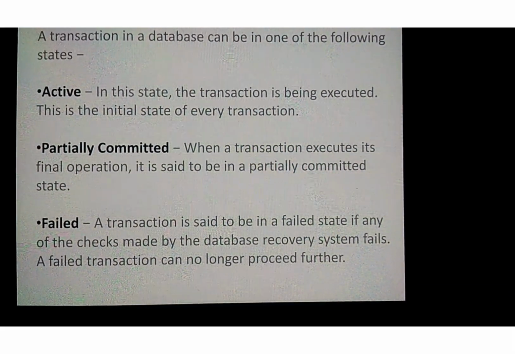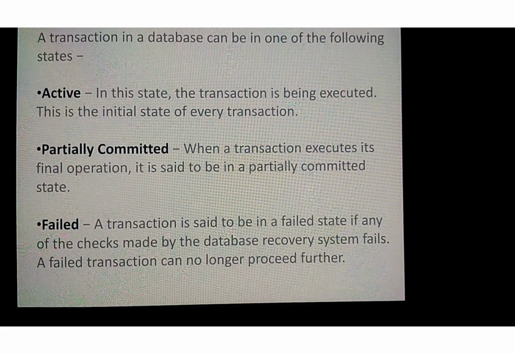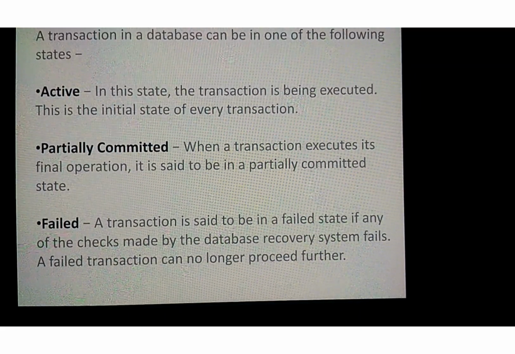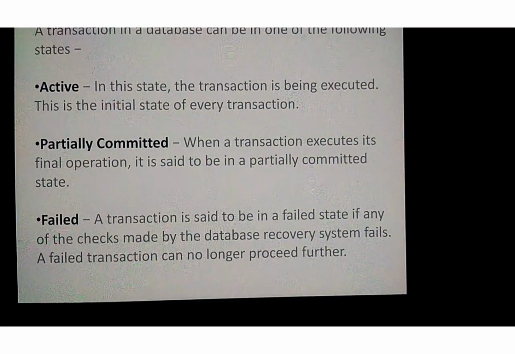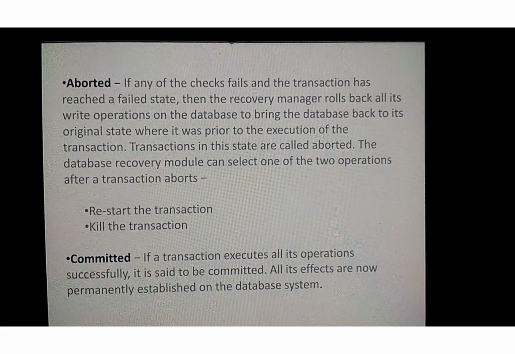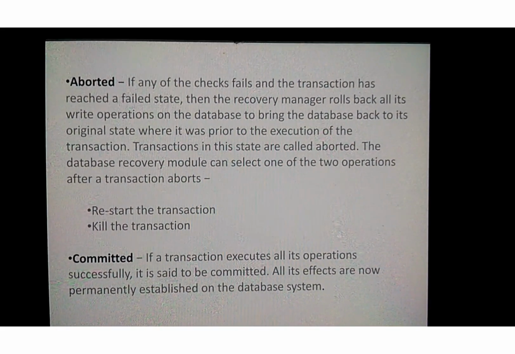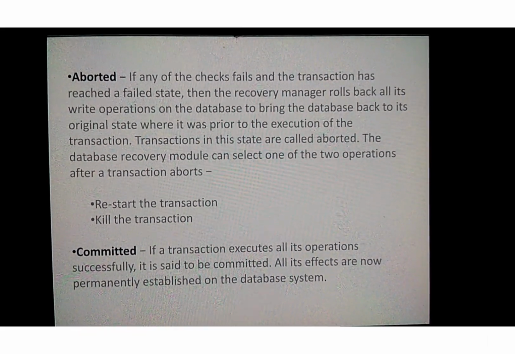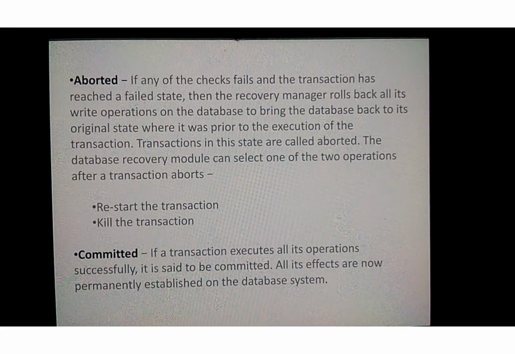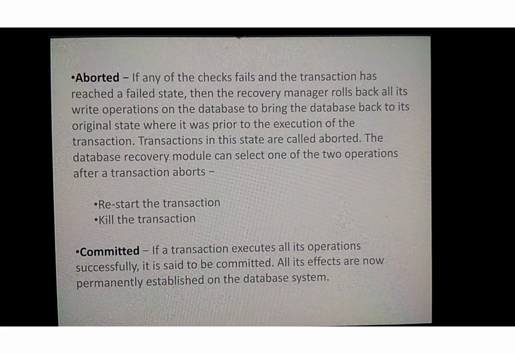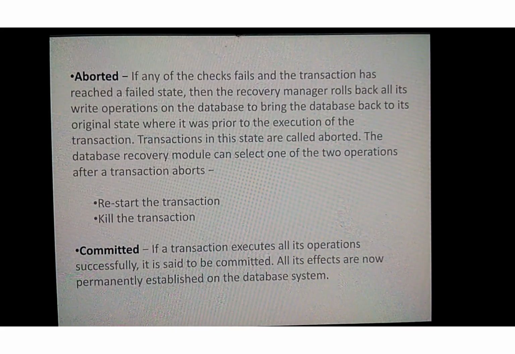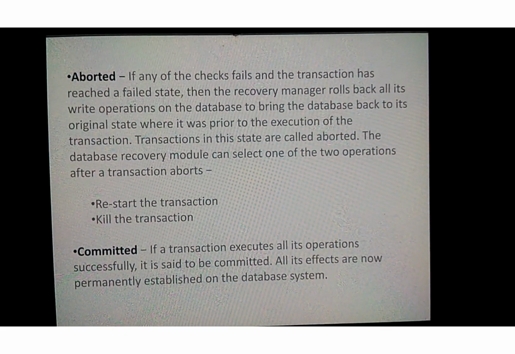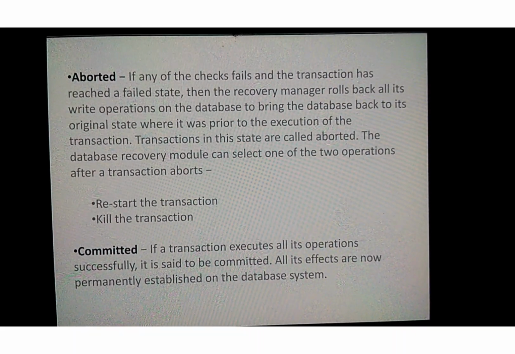A transaction is said to be in a failed state if any of the checks made by the database recovery system fails. A failed transaction can no longer proceed further. Then fourth is aborted state. If any of the checks fails and the transaction has reached a failed state, then the recovery manager rolls back all its write operations on the database to bring the database back to its original state where it was prior to execution of the transaction. Transactions in this state are called aborted.